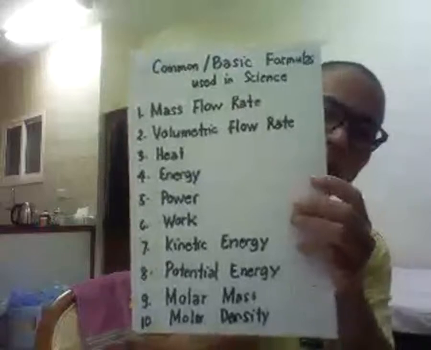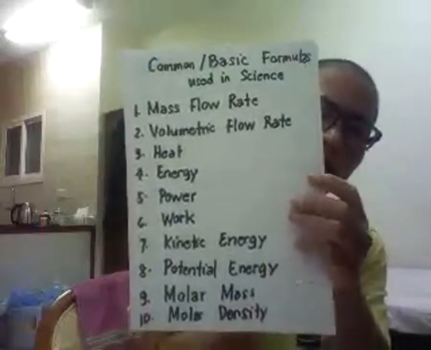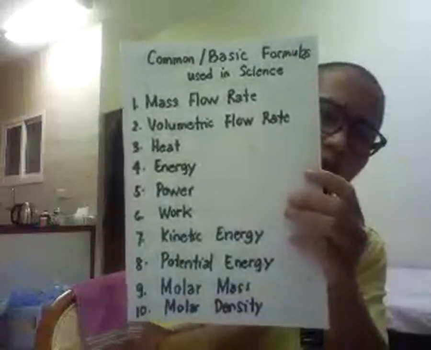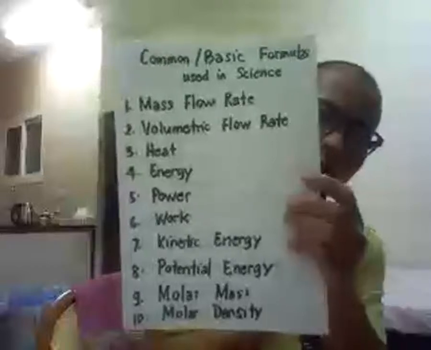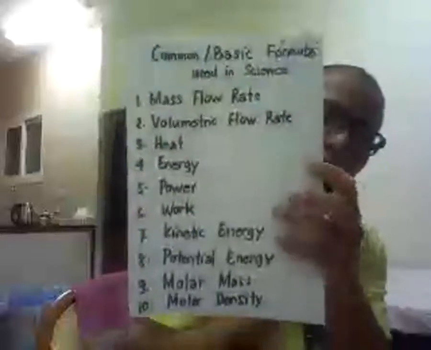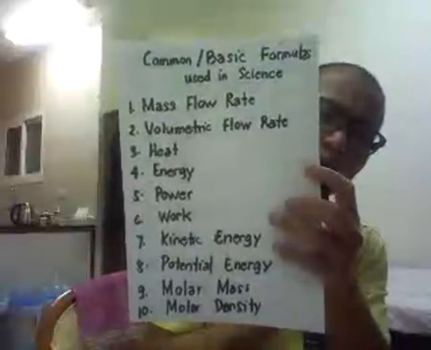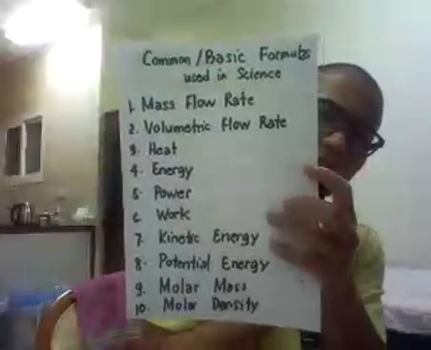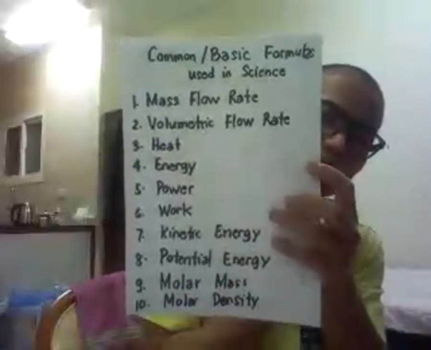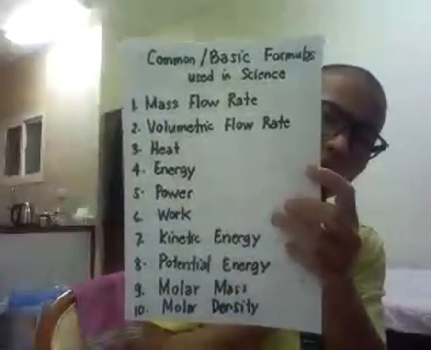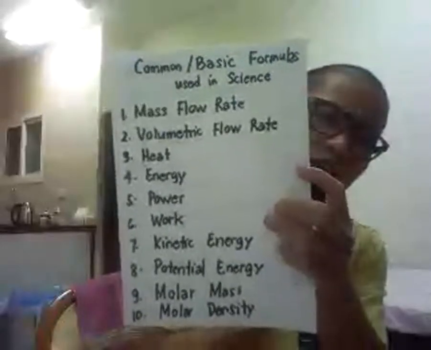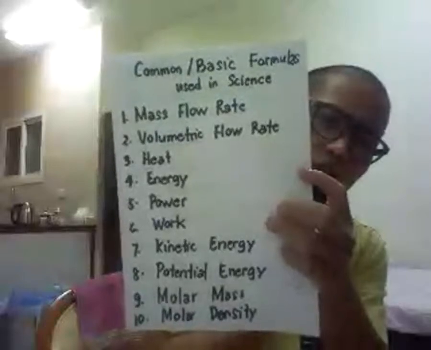These are common and basic formulas in science. From 1 to 10: Number 1, mass flow rate. Number 2, volumetric flow rate. Number 3, heat. Number 4, energy. Number 5, power. Number 6, work. Number 7, kinetic energy. Number 8, potential energy. Number 9, molar mass. Number 10, molar density.